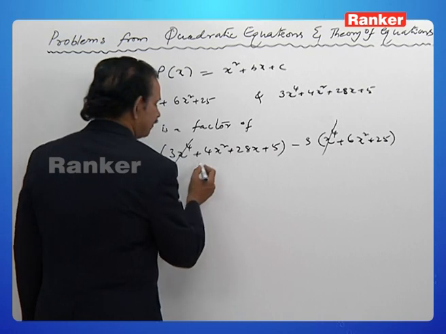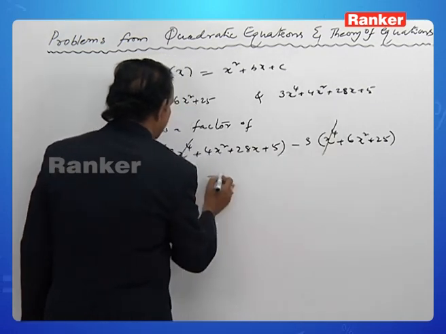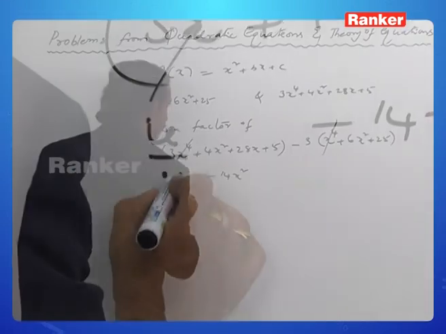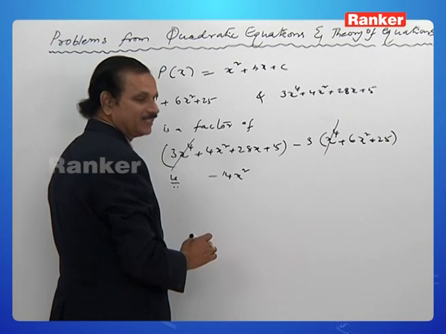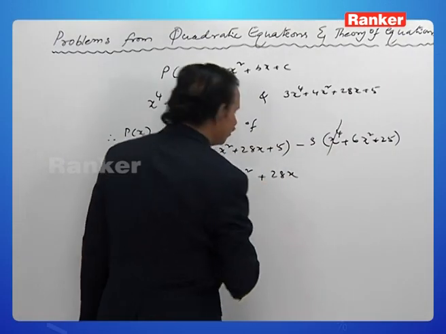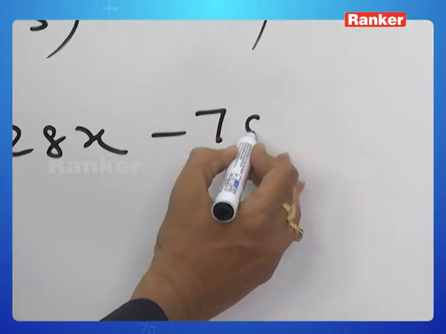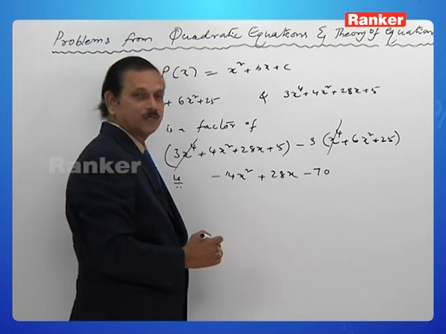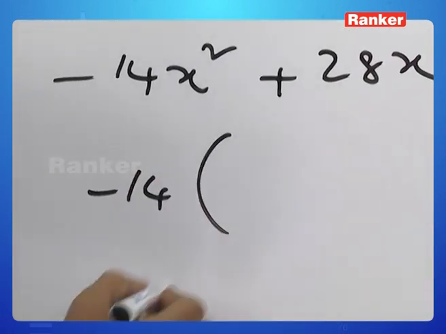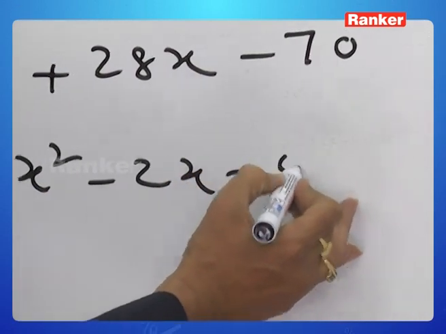What is the remainder here? 4x square minus 18x square is minus 14x square. That is. And about x's, how many x's are there? Plus 28x. And about constants, this is 5 and this is minus 75. Altogether it is minus 70. So if you take this minus 14 as a common factor, x square minus 2x plus 5.